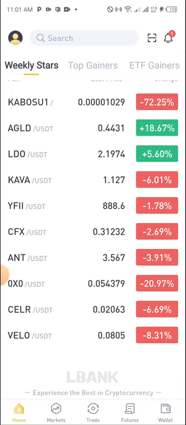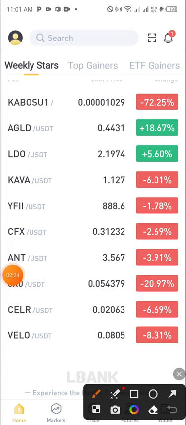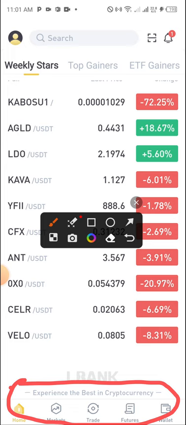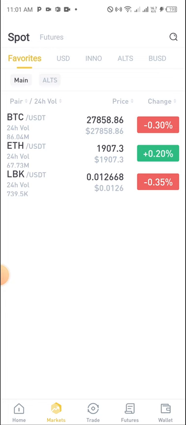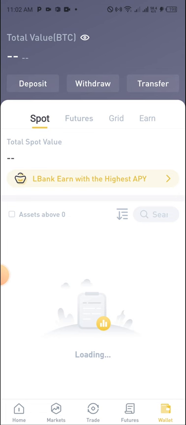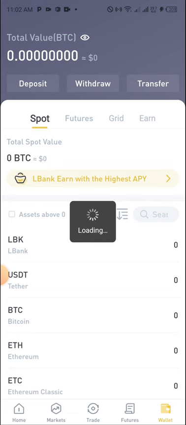Now, we do have some segments right here. I'm just going to show you. I'm using my mobile app right now. We do have some segments right here, which is at the bottom. You can see we have home, we have market, we have trade, we have futures, and of course we have wallets. Now, I'm going to explain all of these things practically for you so that it makes a lot of sense when you start using this app for your trading.